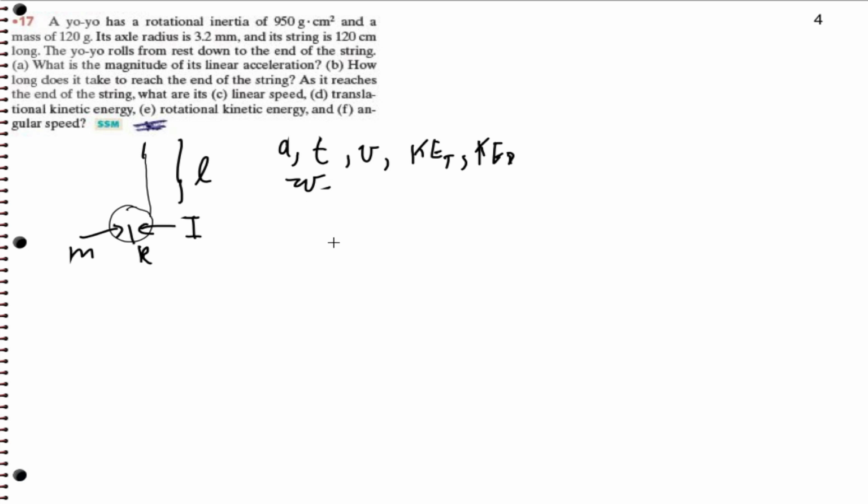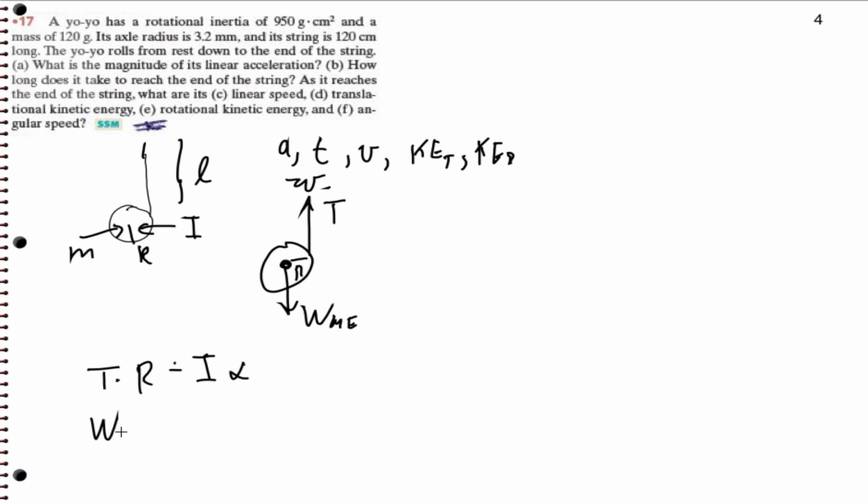So to get all these things taken care of, let's go ahead and get this set up. So we draw an extended free body diagram where we have the tension and we have the weight on the mass. And we go ahead and we set up our equations. So the tension times the radius, because it acts perpendicular, is going to equal I times alpha. And then we have the weight dragging the object down.